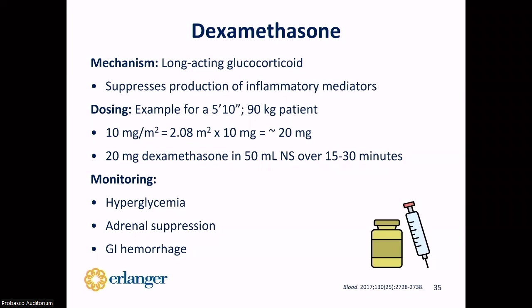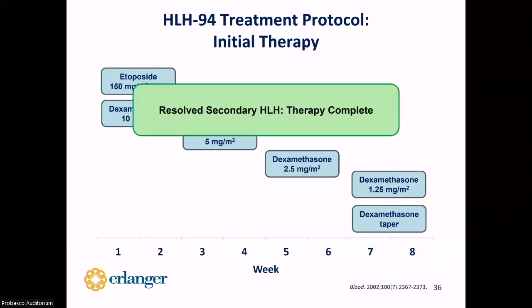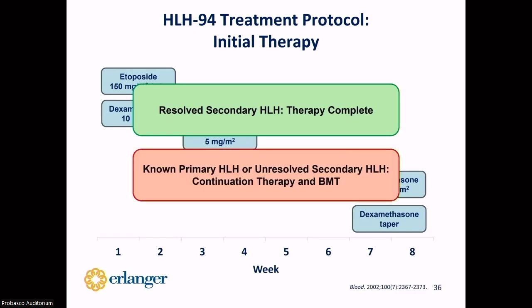As for monitoring, I could have put 40 things here, but I wanted to put my top 3, and that's hyperglycemia, adrenal suppression, and GI hemorrhage, where you could probably make a case for stress ulcer prophylaxis. So going back to our protocol, like I said, they'd cut that dose in half and have that eventual taper at week 8. They decided if that worked by comparing it back to that Histiocyte Society criteria. They considered therapy complete if it was secondary disease. If it was primary disease or unresolved secondary disease, they got these patients ready for bone marrow transplant.